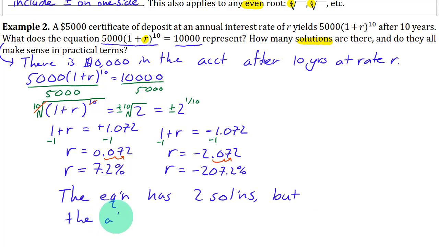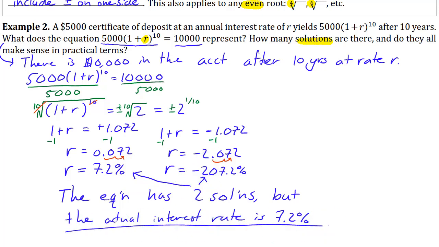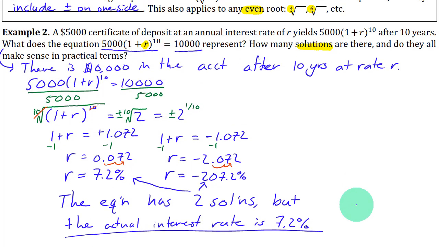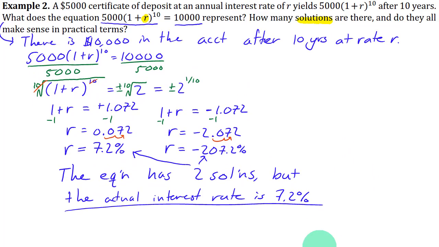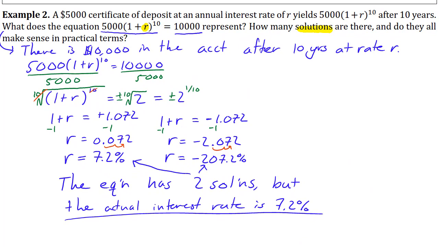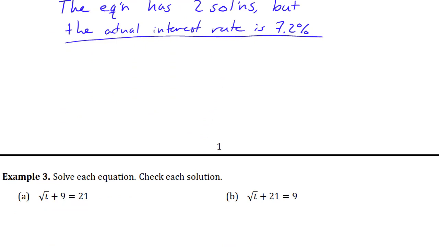So the actual interest rate is 7.2%. Okay, so that's that one. Sometimes in real life situations, even though negative 2.072 is a solution of the equation, you don't always want to include the one that comes from the negative part, because it doesn't always make sense.